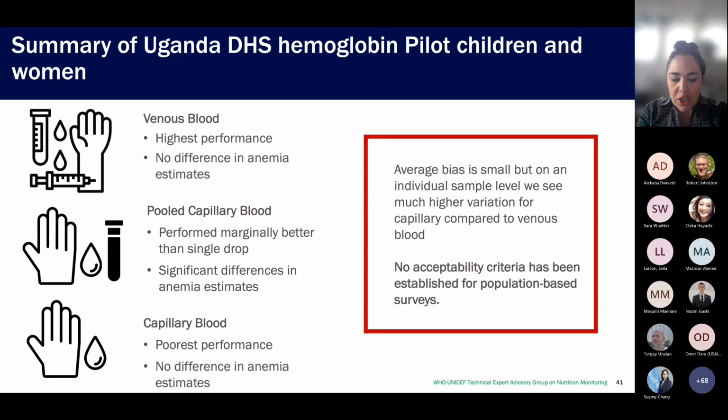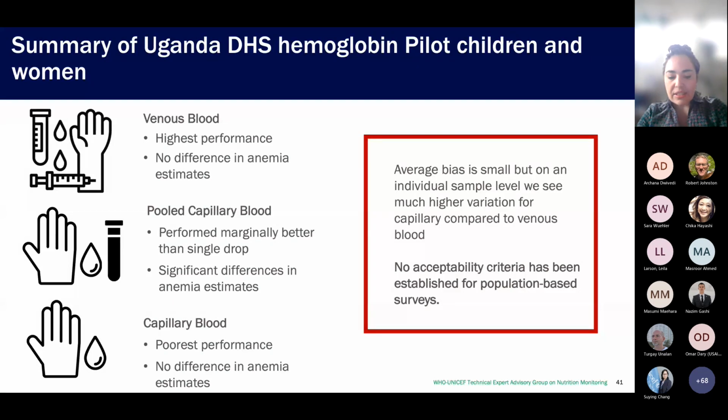Okay. So in summary, we found venous blood measured on the HemoQ 201 plus analyzer had the highest performance and no difference in anemia estimates. So while pooled blood had less variability than the single drop capillary blood and really performed better than the single drop capillary blood, there were actually statistically significant differences in anemia estimates for both children and women.